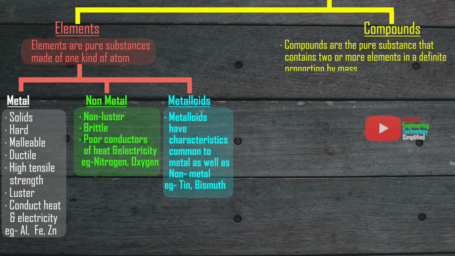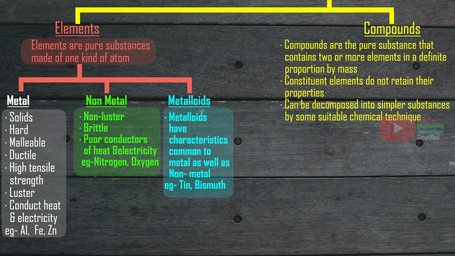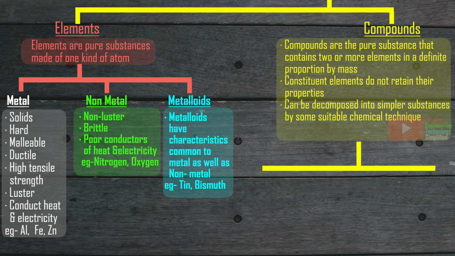Compounds are the pure substance that contains two or more elements in a definite proportion by mass. Here, the constituent elements do not retain their properties. A compound can be decomposed into simpler substances by some suitable chemical technique. This compound is further subdivided into two categories: organic compounds and inorganic compounds.